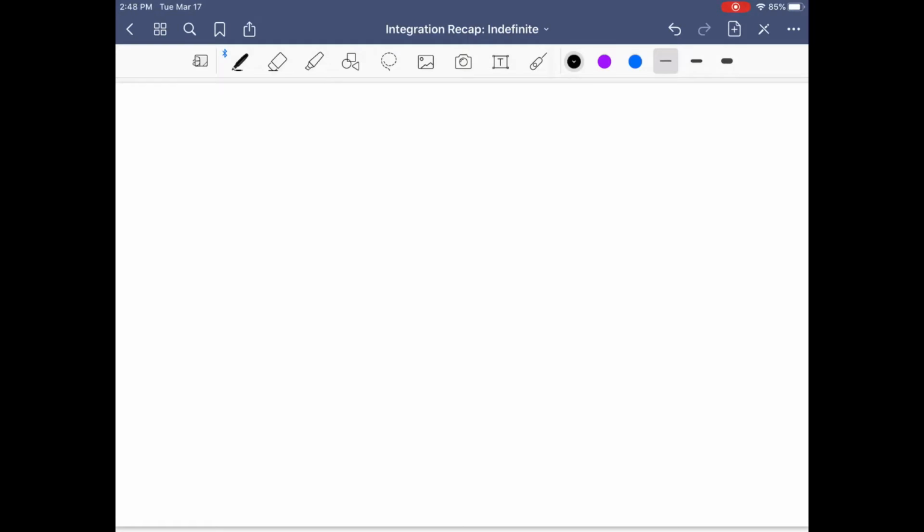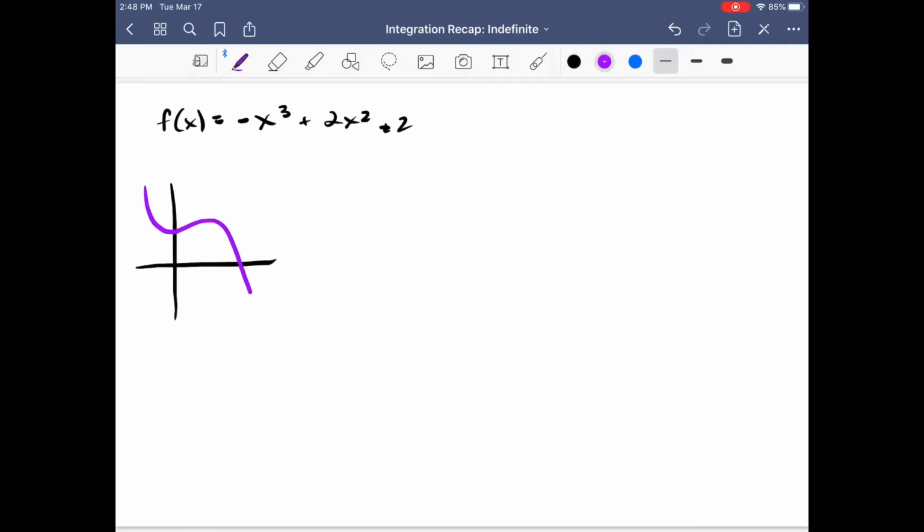So let's recap a little bit about what exactly it is that we want to do when we talk about indefinite integration. So I picked a function for us to work with here in this video, and that is f of x is equal to negative x cubed plus 2x squared plus 2. And when we graph out that function, it looks a little bit like this. Got some fun curves to it, and then it keeps on going.